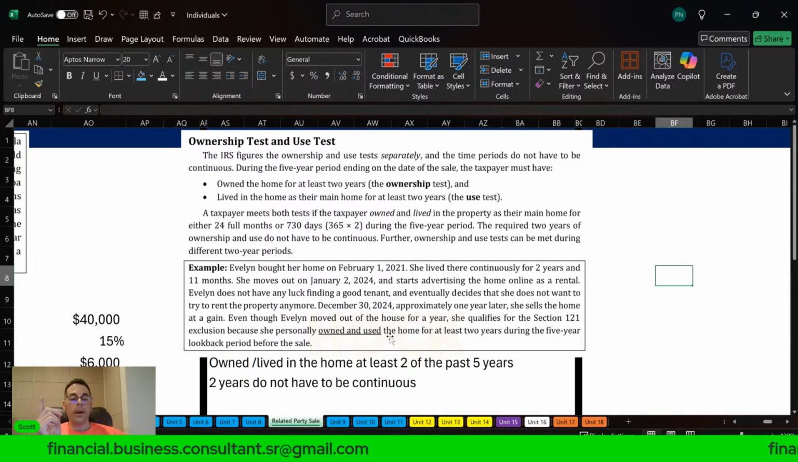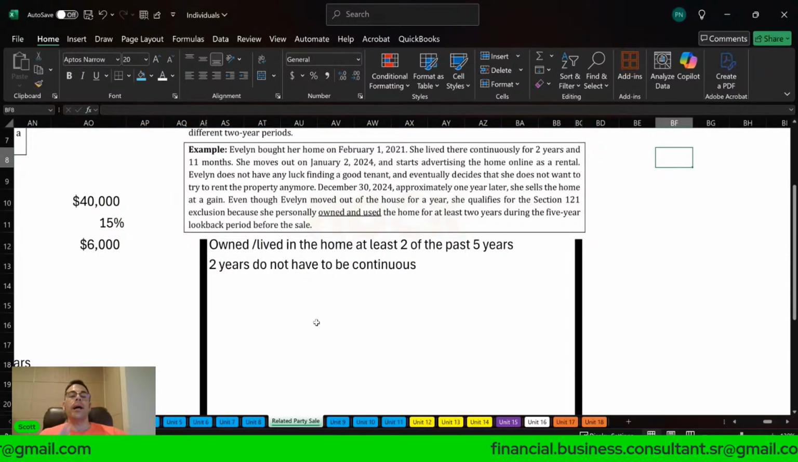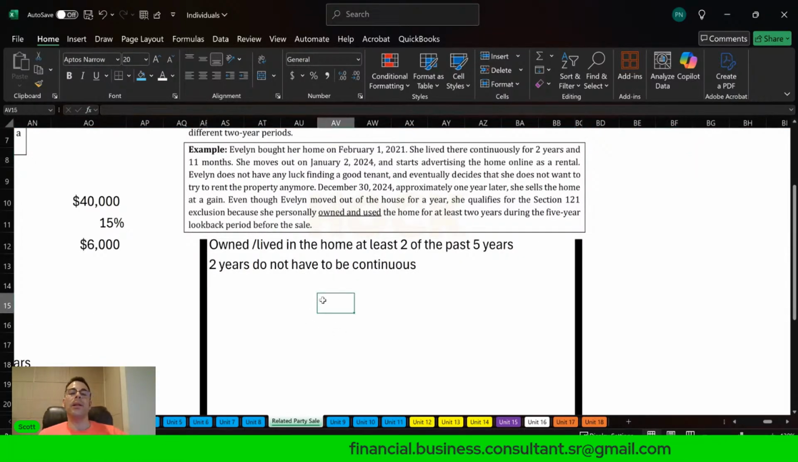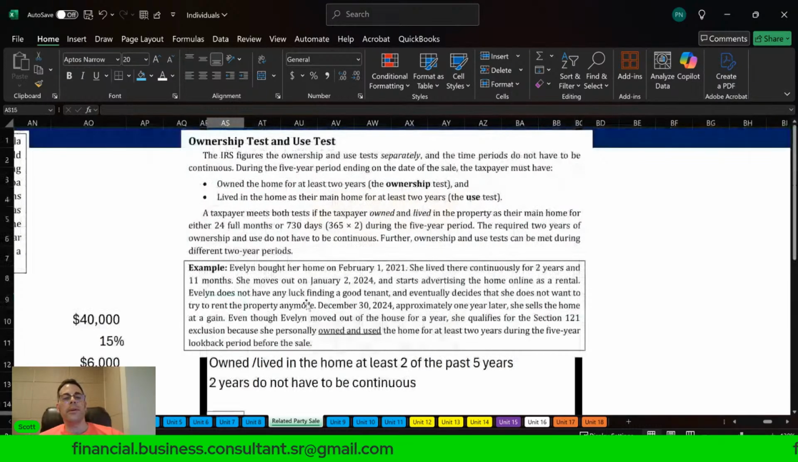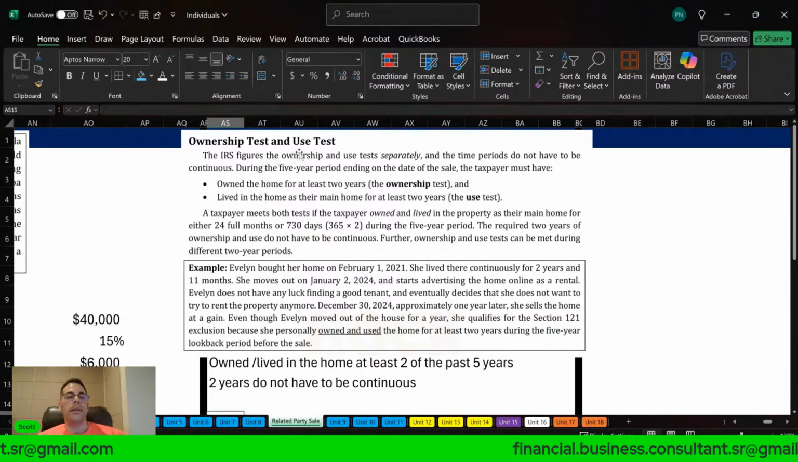Like I said before, it has to be a sale at a profit. If you sell something at a loss, the IRS doesn't care. You don't have to pay tax anyway. It's only if you sell at a profit. So, the ownership test and use test.